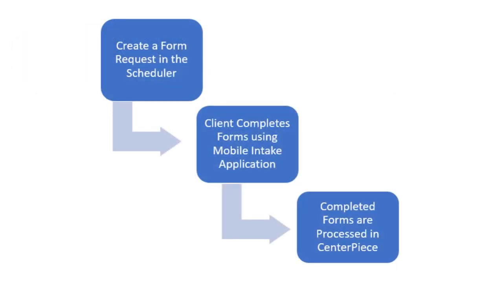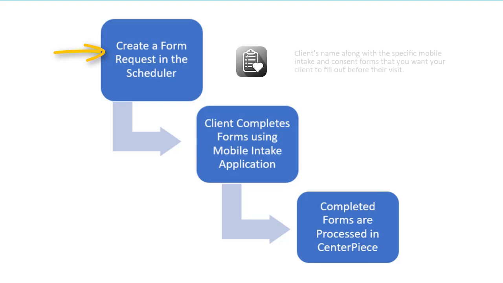Okay, so during the mobile intake overview video, we walked through all three of the steps of mobile intake, and we used this diagram as our guide. We also discussed how the first step of creating the form request is like creating a digital clipboard that has your client's name along with the specific mobile intake and consent forms that you want your client to fill out before their visit. Before being able to complete the form request, we first need to create the mobile intake and consent forms that we'll be using in the form request.